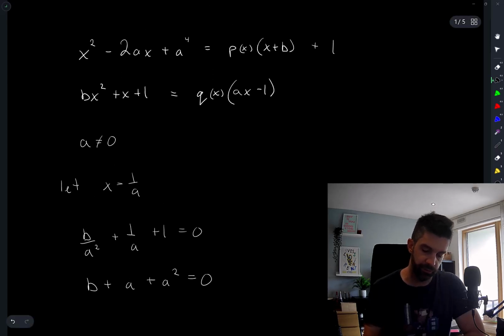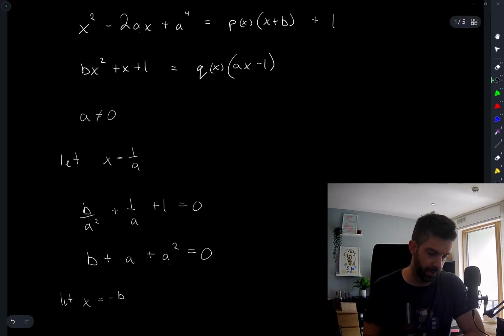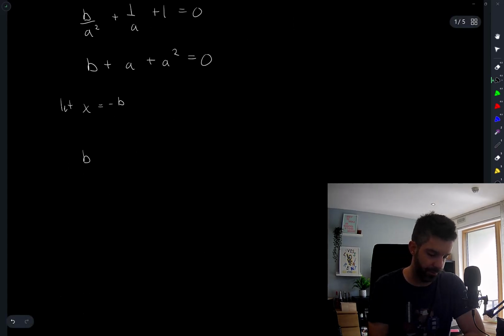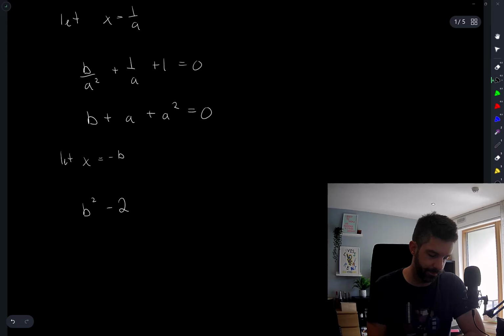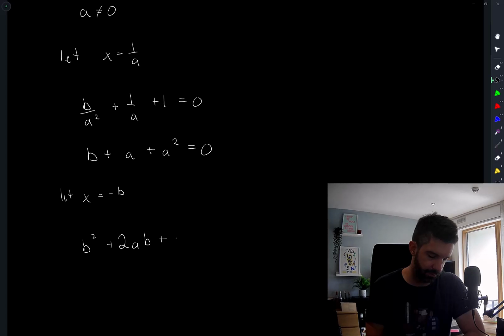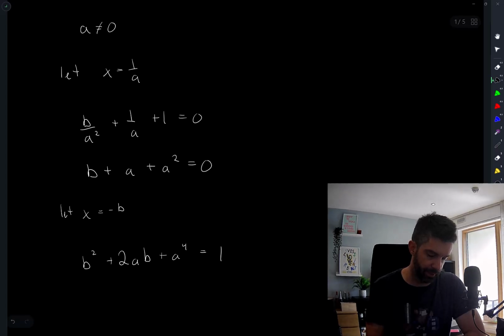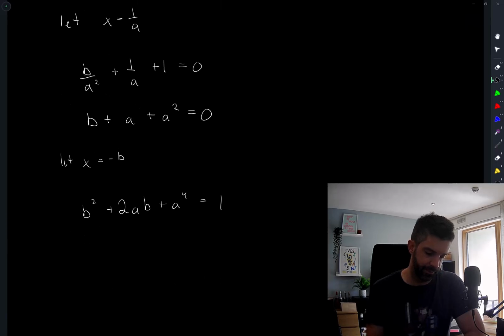Okay, now let's do something similar up here. Let x be equal to negative b. Then from the first equation, we have that b squared minus 2ab, or is it plus 2ab? Yes, plus 2ab plus a to the 4 is equal to 1. Does this help us?